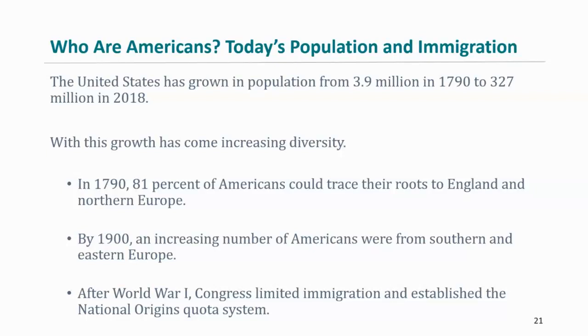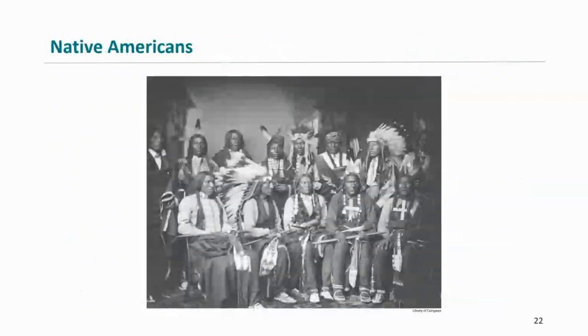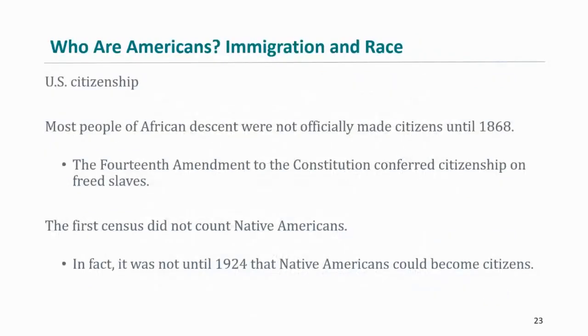And so after World War I, Congress limited immigration and established the national origins quota system. So we will talk a little bit about some of these immigration policies, like when it comes to Native Americans as well as the Asian Americans as well.